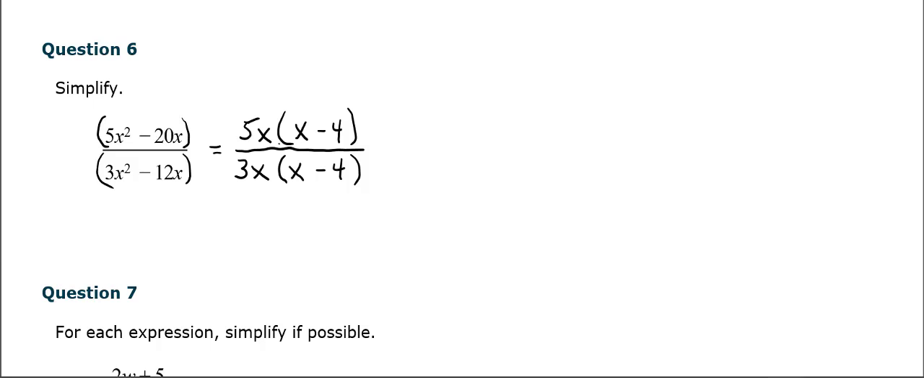So the x minus 4's reduce, and remember again, anything over itself is 1. And the x's can also reduce because there's not a plus or minus sign separating the factors. So those also reduce to 1. So in the numerator I have 5 times 1 times 1, which is 5. And in the denominator 3 times 1 times 1, which is 3.